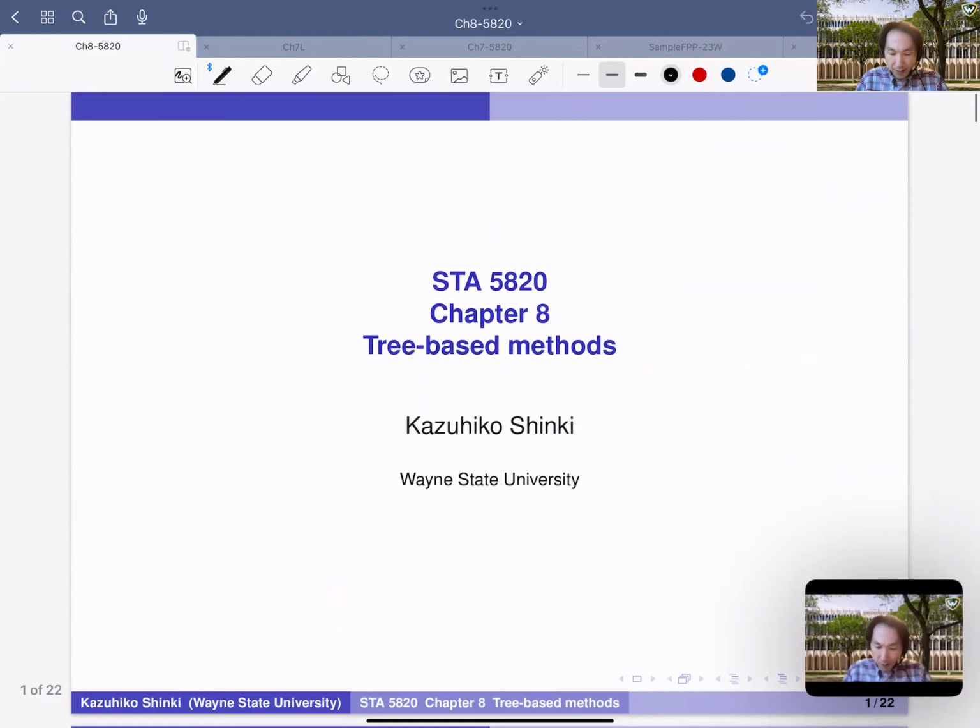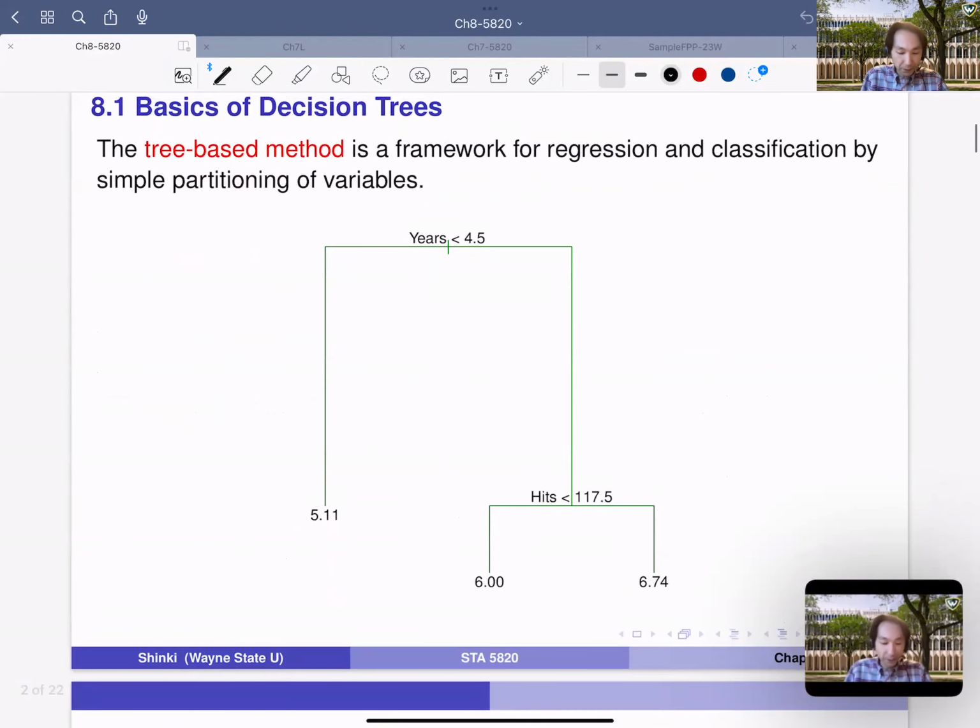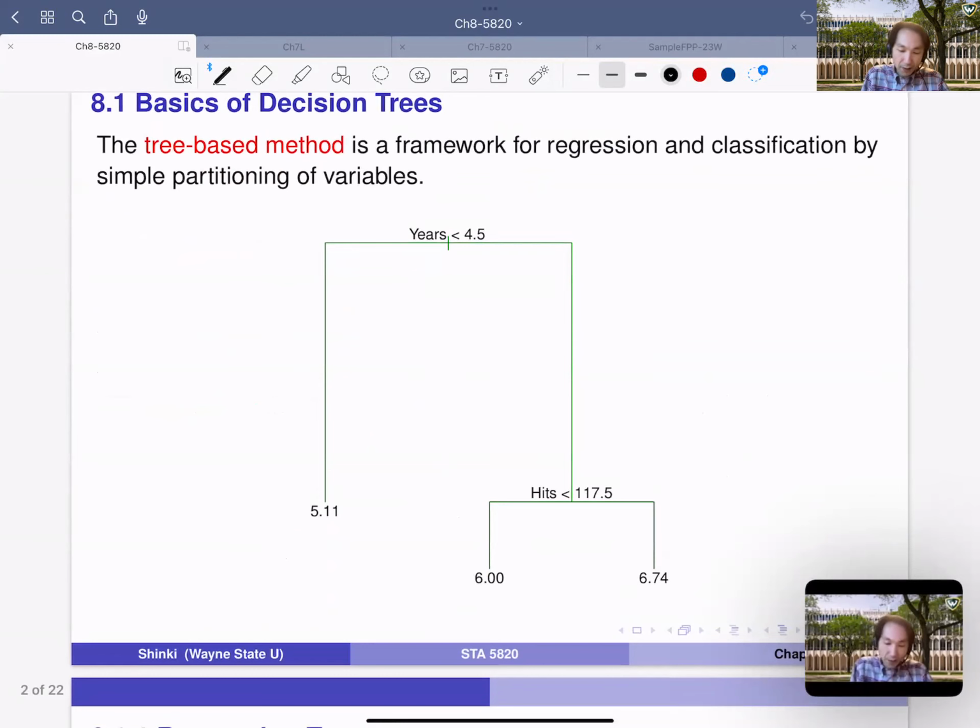So the tree-based methods are pretty intuitive originally. Tree-based methods is a framework for regression and classification by simple partitioning of variables. So this is the log of baseball salary data analysis. Baseball players, I mean, professional baseball players' salary data. So this is the response.